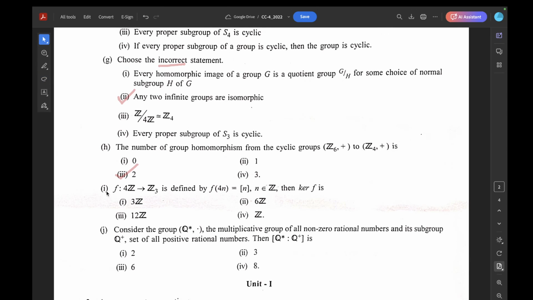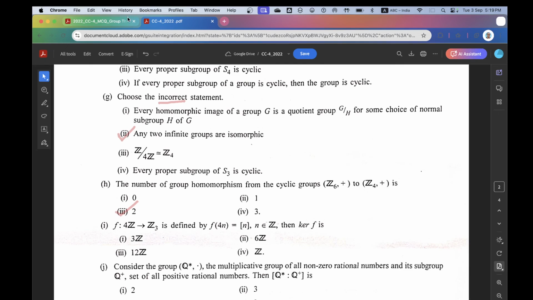Next, question I. F maps 4Z to Z3 and is defined by F(4n) equals the class of n, where n belongs to the set of integers Z. Then the kernel of F is, what is the correct answer?